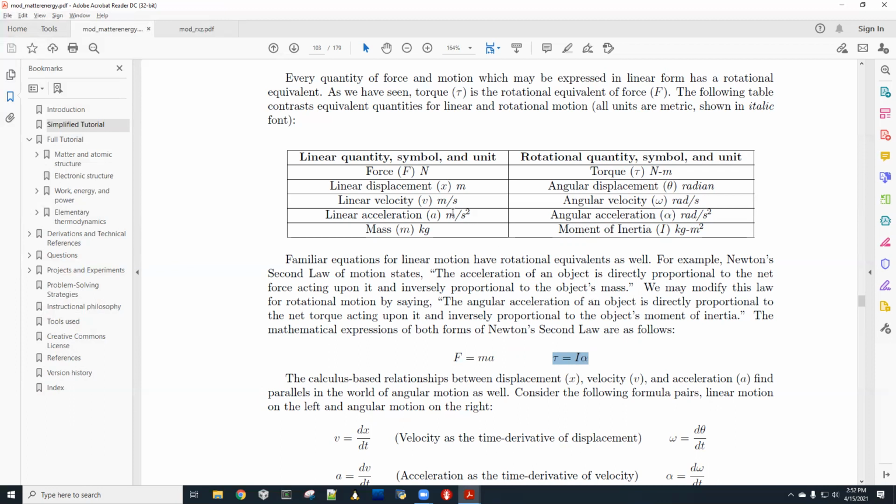So the linear measure of displacement is in meters, straight line motion. The angular equivalent is in radians. It's how many angular units we've turned an object, we've rotated an object. If linear velocity is measured in meters per second, angular velocity is in radians per second. If linear acceleration is in meters per second squared, then angular acceleration is in radians per second squared. And if you analyze dimensionally all the units that go into it, the equations for rotational motion are just as elegant and simple as the equations for linear motion.